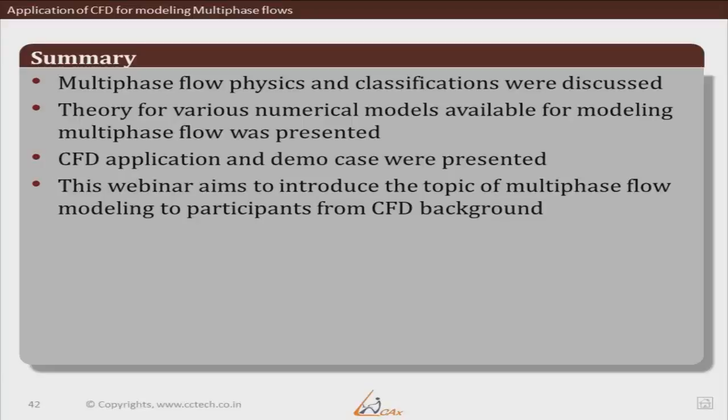We are almost at the end of this particular session. We'll summarize whatever we have discussed so far. We studied multiphase flow physics: what is a phase, what are the classifications of multiphase, and what we mean by multiphase flows. We also discussed in brief the mathematical models. We did not go into detail, but we presented the mathematical models and the clear distinction between the different mathematical approaches. We also saw applications of multiphase flow modeling in various industrial applications, and a demo case was presented.